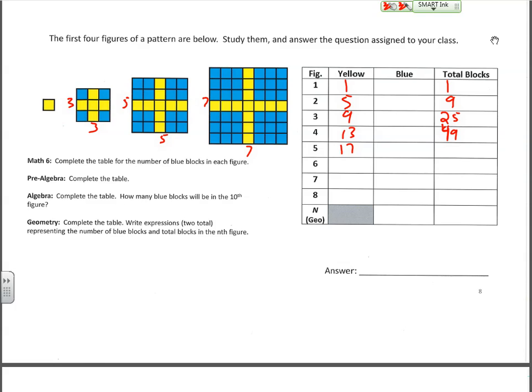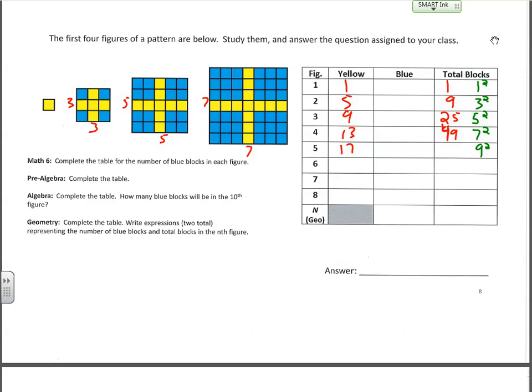And the pattern that we saw here was that 1 is found by taking 1 squared, 9 is found by taking 3 squared, 25 is found by taking 5 squared, and 49 is found by taking 7 squared. And so we predicted that the next total blocks entry is 9 squared, which would give us 81. That follows that pattern there. And then we went to the blue ones.